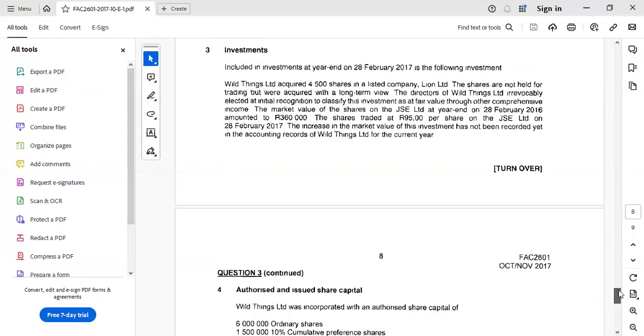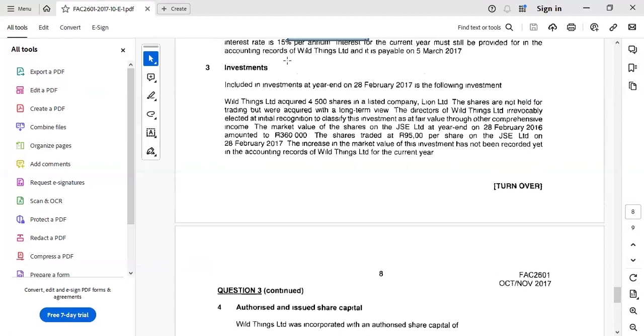Then we look at investments. Included in investments at year end on 28 February 2017 is the following investment. Wild Things Limited acquired 4,500 shares in a listed company, Lion Limited. The shares are not held for trading.